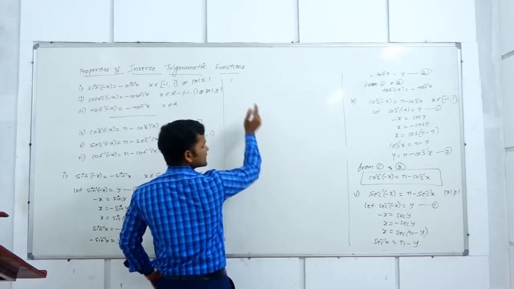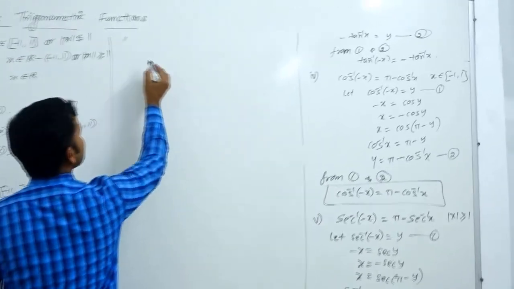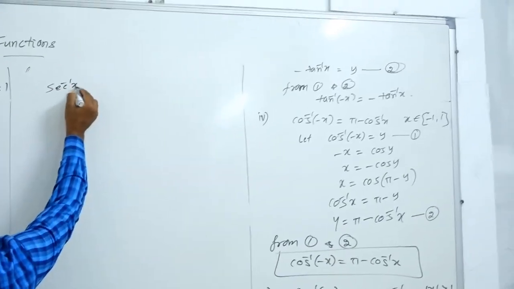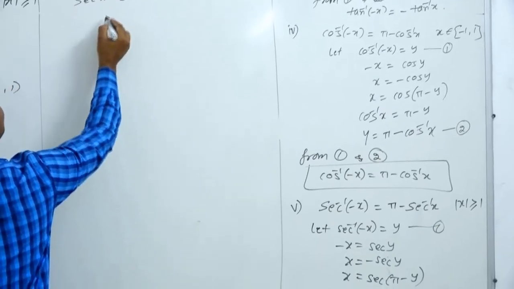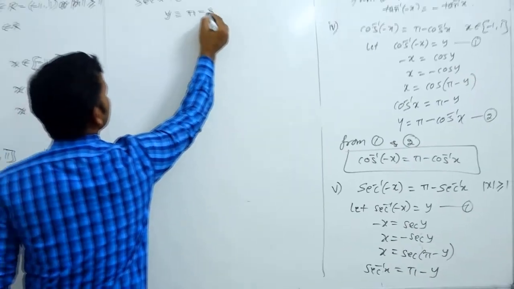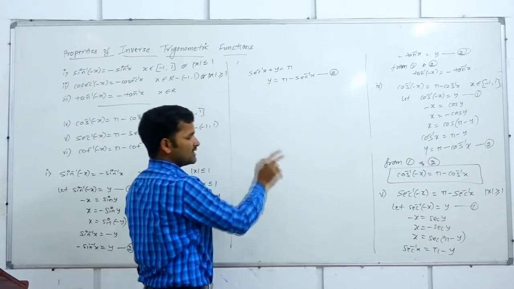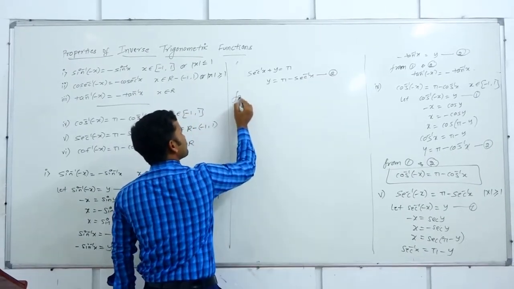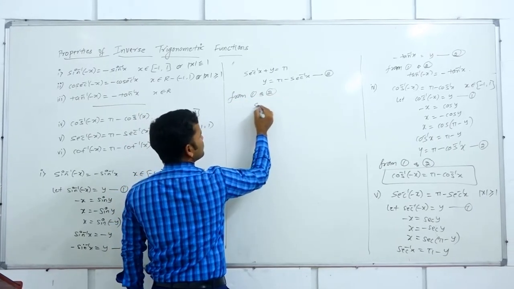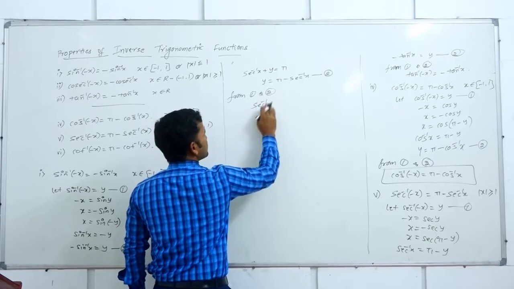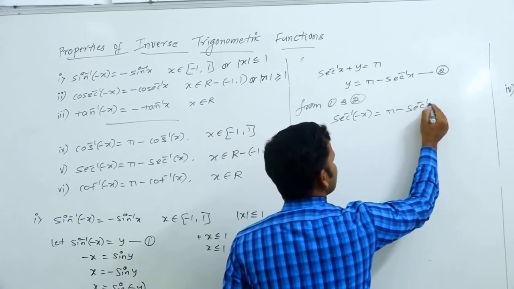Yes. What do you do? You take this minus y to the left hand side. This becomes secant inverse of x plus y is equal to pi. Taking secant inverse of x to the right side, y is equal to pi minus secant inverse of x. Name this as equation 2. Equations 1 and 2, you observe. From 1 and 2, we have secant inverse of minus x is equal to pi minus secant inverse of x.